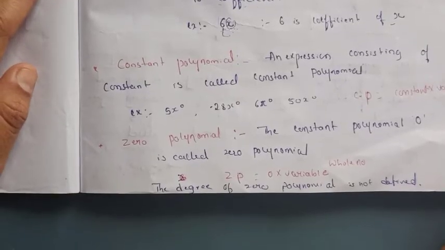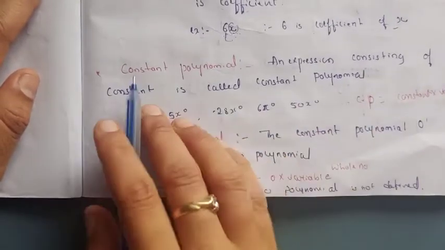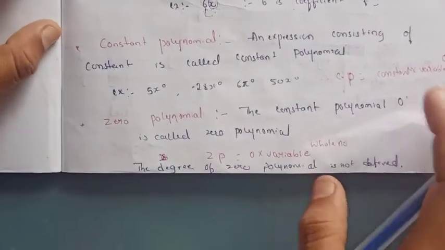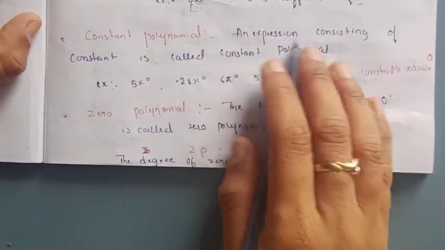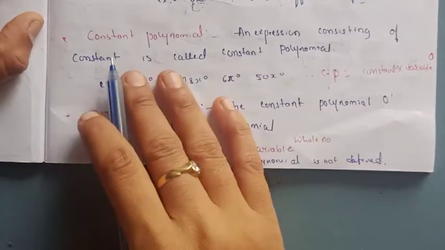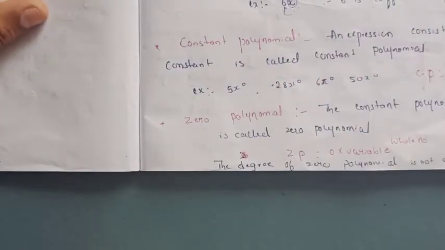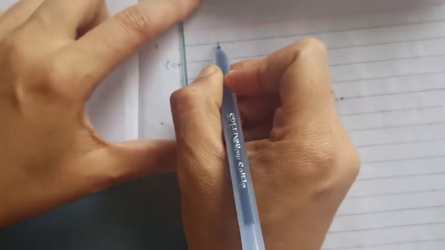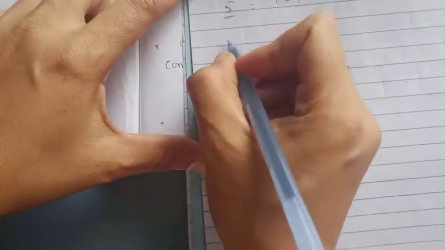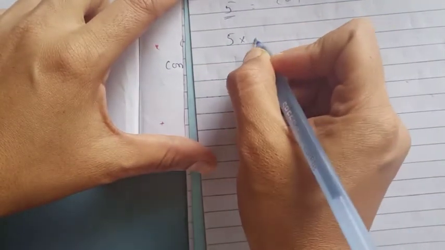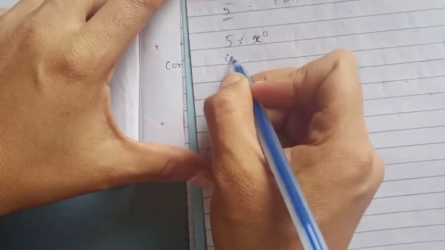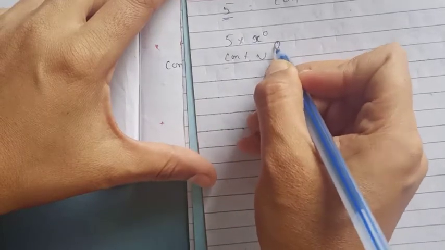Students, we come across polynomials in different types. They may be constant polynomial and zero polynomial. Here, constant polynomial tells that an expression consisting of a constant is called a constant polynomial. Here 5, I am telling this is a constant polynomial. Why? Here when I write it, it is 5 into x to the power 0. This is constant and variable to the power 0.